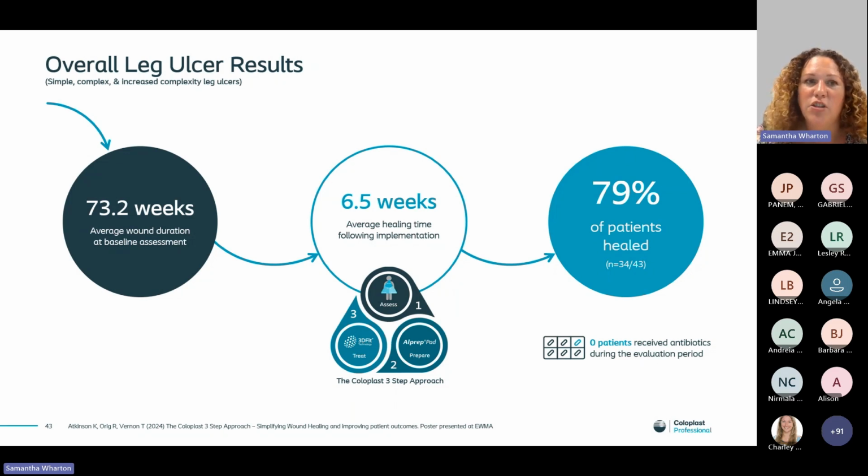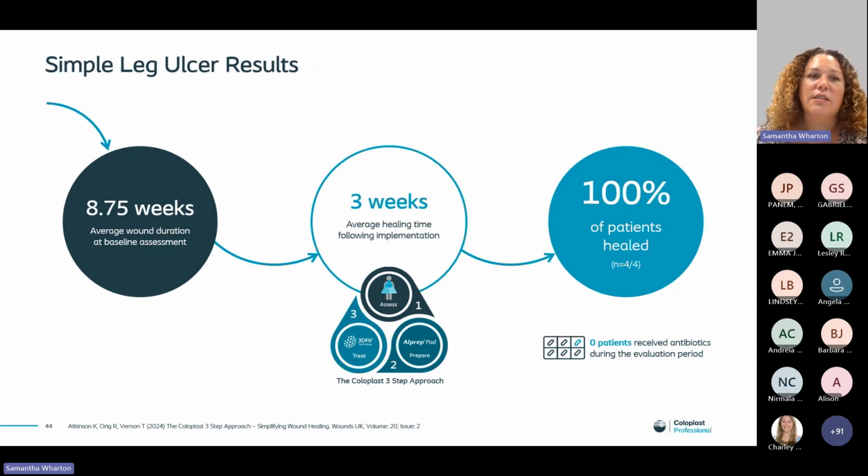Out of the 34 patients with leg ulcers, 79% of the patients healed. No patients received any antibiotics during that evaluation period. So you can see this simplified framework really does get those great outcomes for our patients. When we looked at just the simple leg ulcer results, they had on average the wounds for 8.75 weeks, and they were healed in 3 weeks following that assess, prepare, and treat, and 100% of the patients healed. Again, no patients received any antibiotics during the evaluation period.